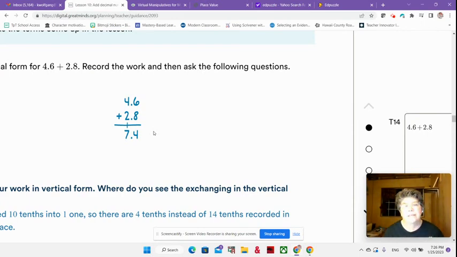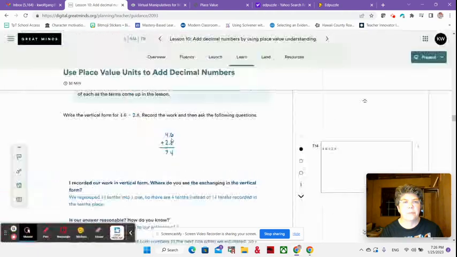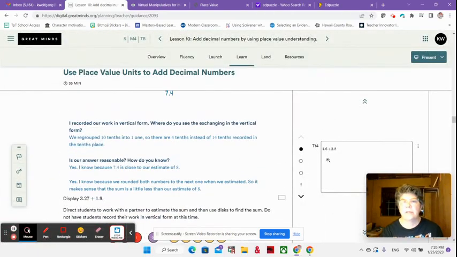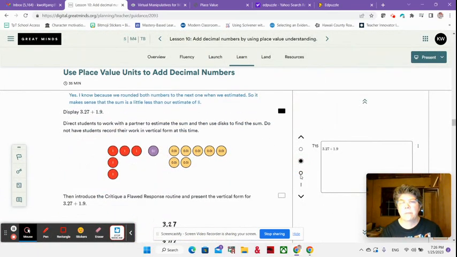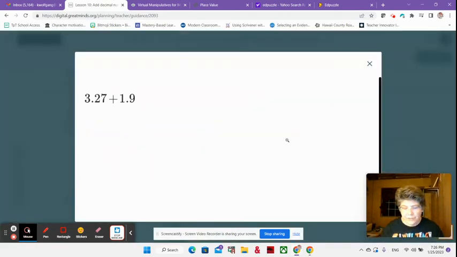Okay, now it's time for you to use some decimals, and let me show you the number that you're going to use for your decimals. Sorry, decimal discs, I meant to say. You're going to do 3 and 27 hundredths plus 1 and 9 tenths.